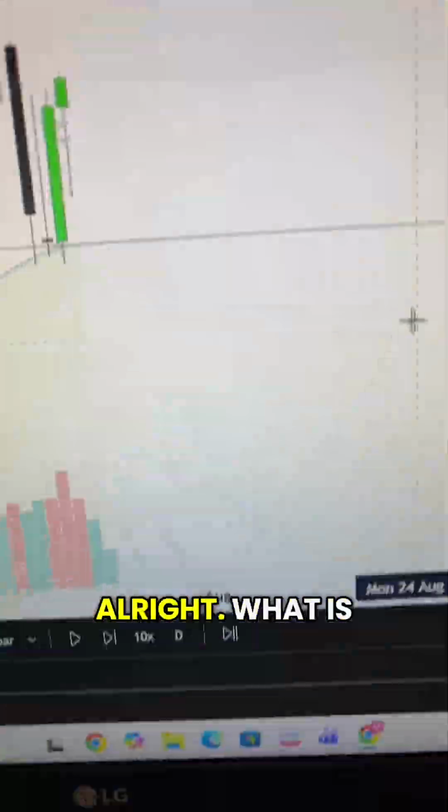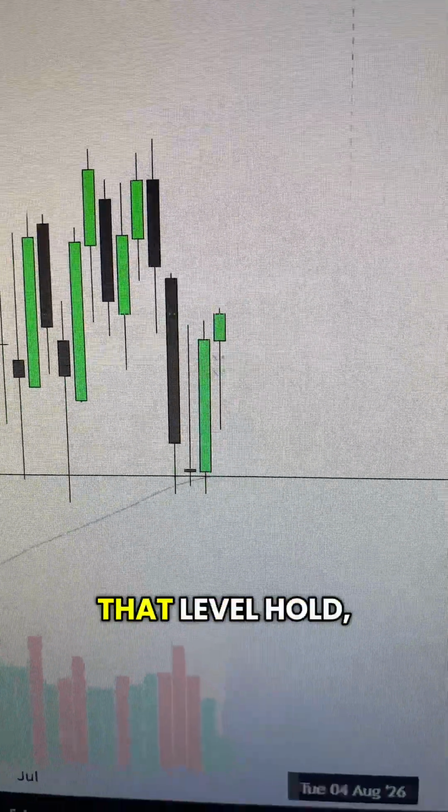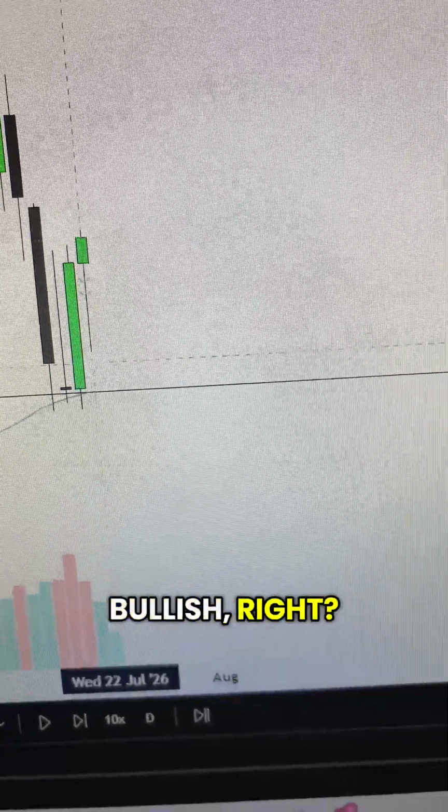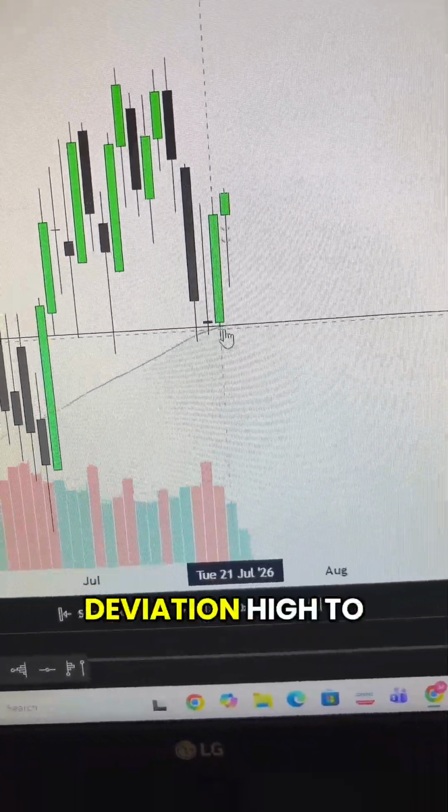All right, what is that? That is the yearly first standard deviation high. As long as that level holds, I can be bullish, right? That's what the auction market theory tells us. If we are bullish, we'll use the first standard deviation high to go higher.